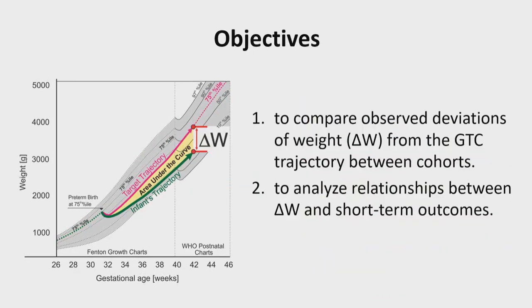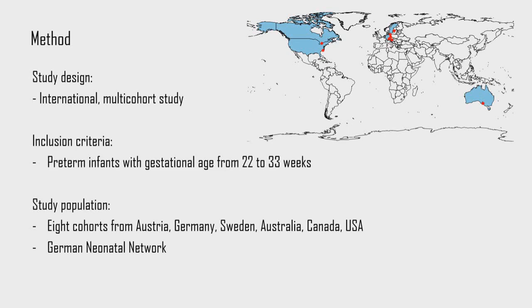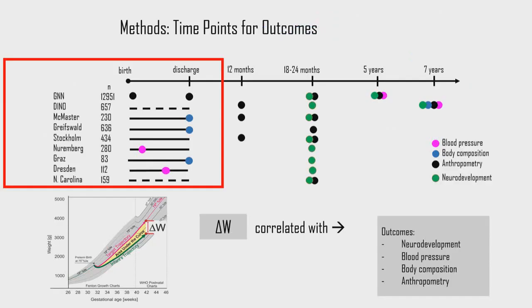In the study, the objective was to compare the observed deviation of the weight gain, here shown as delta W, from the GTC trajectory between cohorts, and to analyze relationships between delta W and short-term outcomes. This was a multi-center study done with centers in North America, Europe, and Australia. Included in the study were infants with 22 to 33 weeks of gestation. In this part of the study, we mainly focused on short-term outcomes like body composition, blood pressure, head circumference, length.